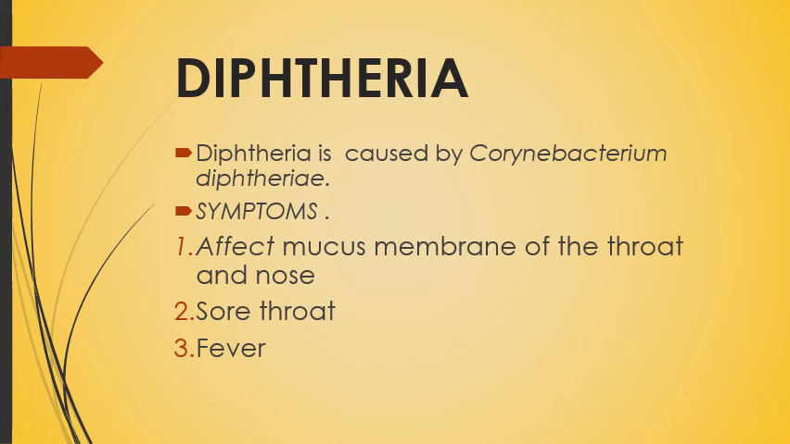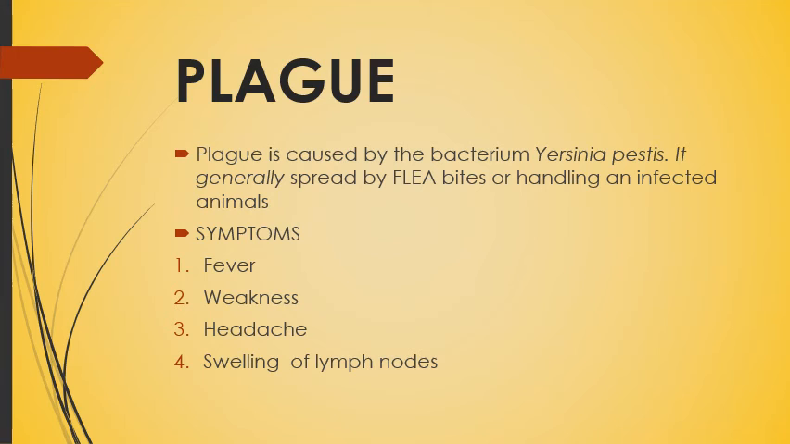It is also known as a bacterial disease. The next is the plague. It is caused by the bacteria Yersinia pestis. It is generally spread by flea bites. Flea bites का मतलब होता है parasites present on the animal. And in case of the plague, those fleas are present on the rat. तो बहुत बार कहा जाता है कि ये rat से फैलती है, but it is a bacterial disease spread by fleas or by handling an infected animal.